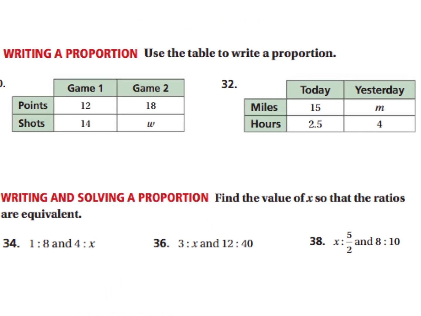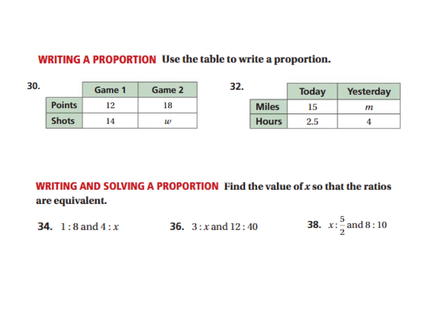Number 30 and 32 says we're going to use a table to write our proportion. And this one is really important that you make sure that you write it correctly, okay? When we do this, we need to make sure that we are comparing two different things. So we can't compare points and points and then automatically go shots and shots. That's not going to work out for us. We need to match these up accordingly. So in game 1, I scored 12 points on 14 shots. In game number 2, I scored 18 points, and I need to figure out how many shots did I take.